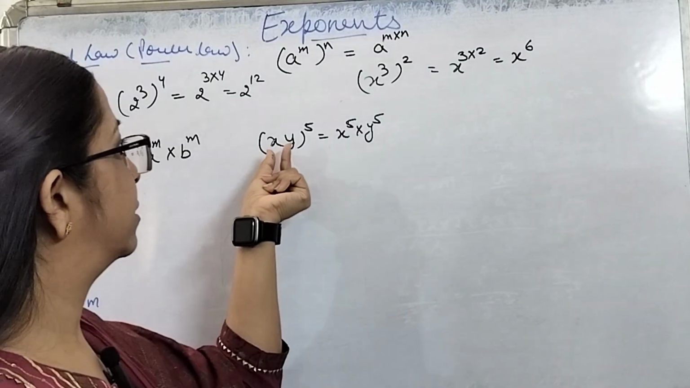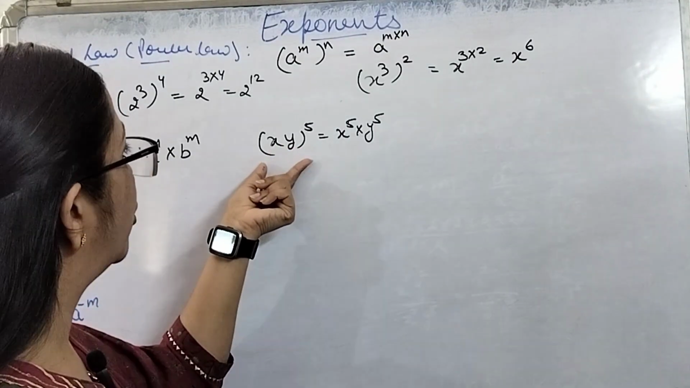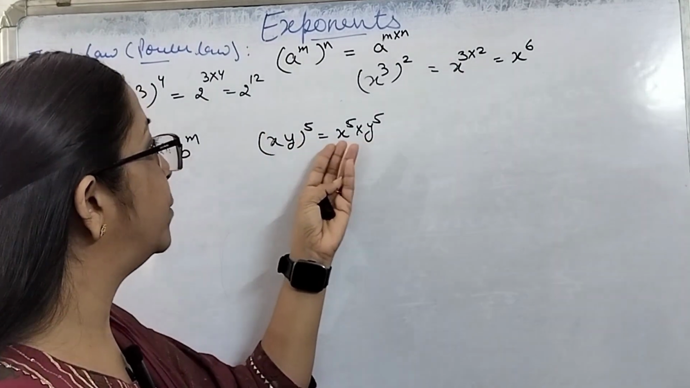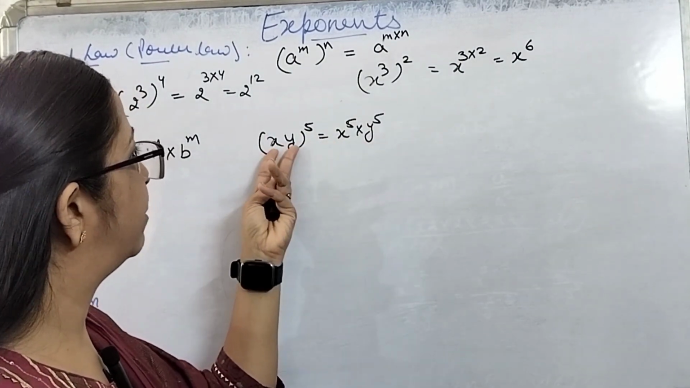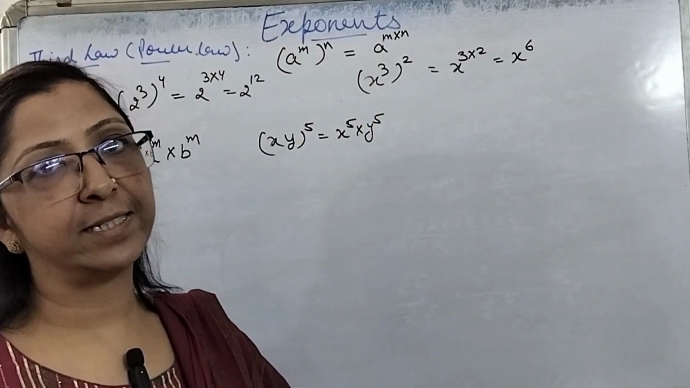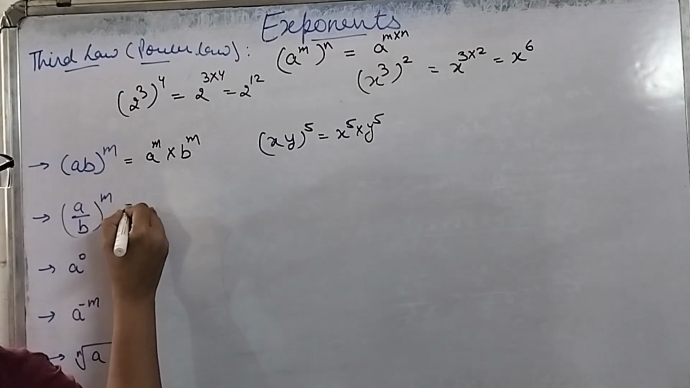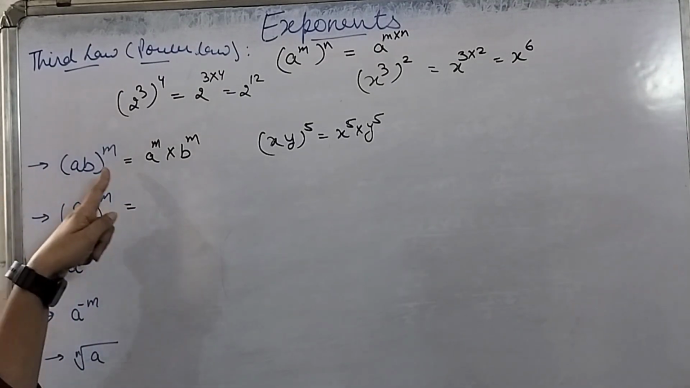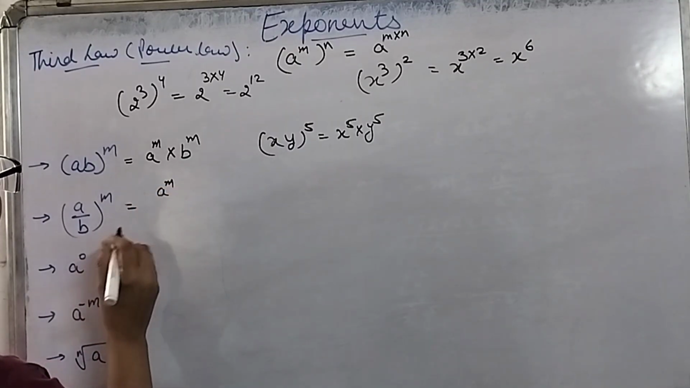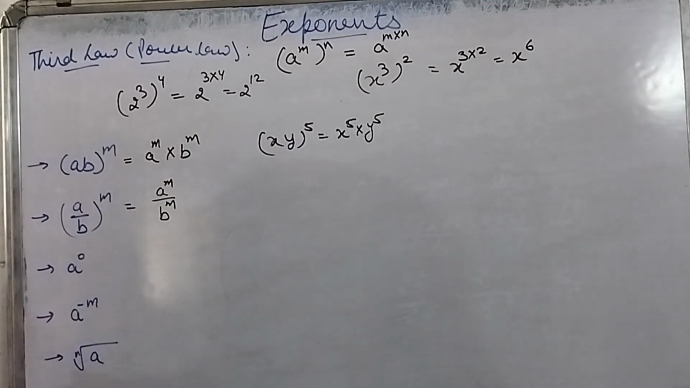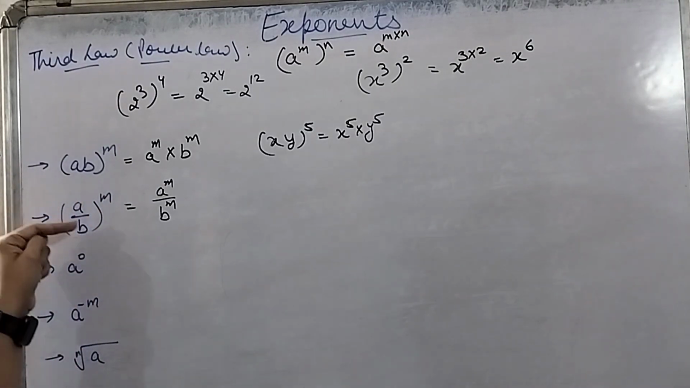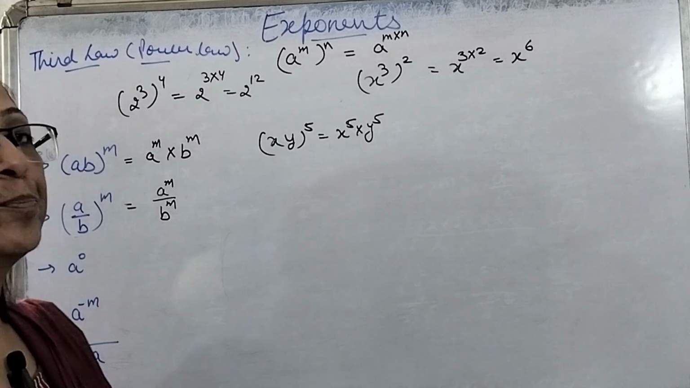If there are two numbers multiplied together and both of them as a whole have any index, then we can write it separately also with the same bases. We will be taking both the numbers separately with the same index. Similarly, if your number is like a upon b whole raised to the power m, in that case it could be written as a raised to the power m upon b raised to the power m. If a upon b is one of the numbers which is having the power m, then separately even we can take the numbers with the same power.